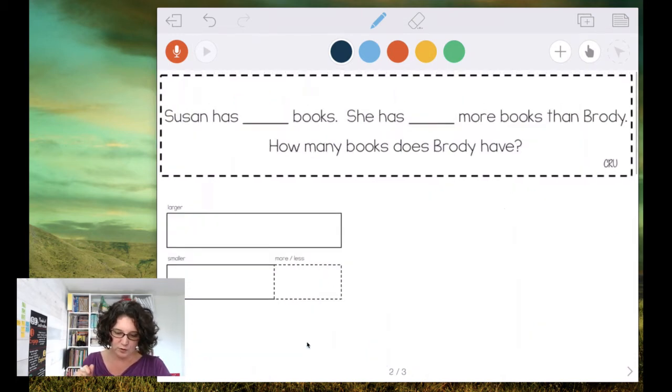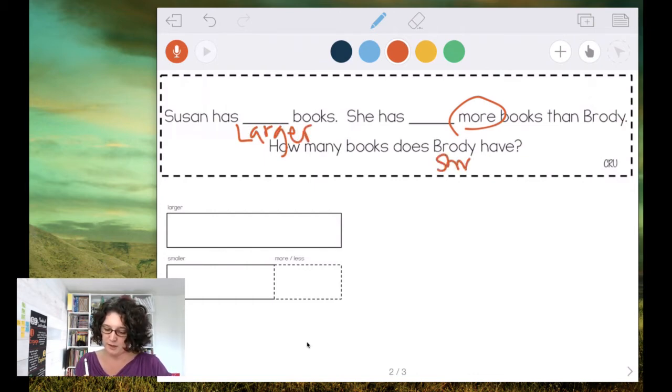Moving on to this one, this is the compare reference unknown. And this one says, Susan has blank books. She has blank more books than Brody. How many books does Brody have? So again, this is going to be more, but it's taking a look at who has more. And we know right now she, which is referring to Susan, has more books. So that is our larger number there. And Brody is going to be our smaller number.